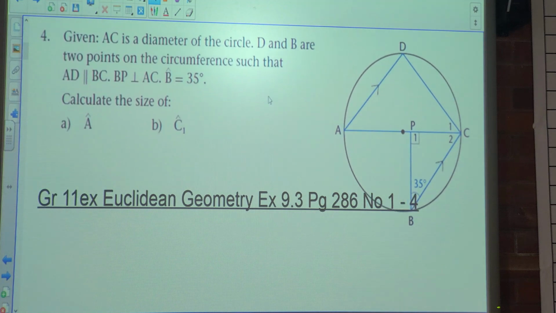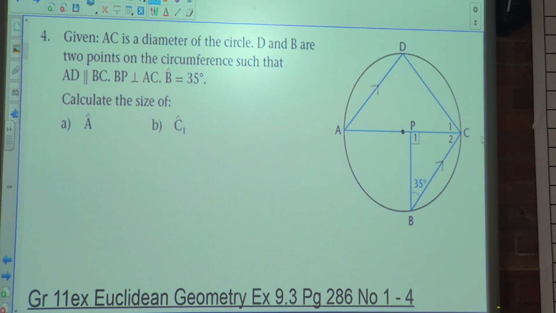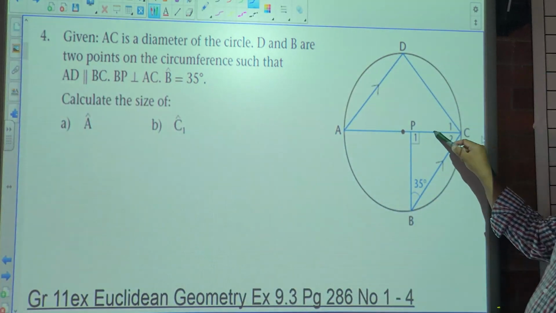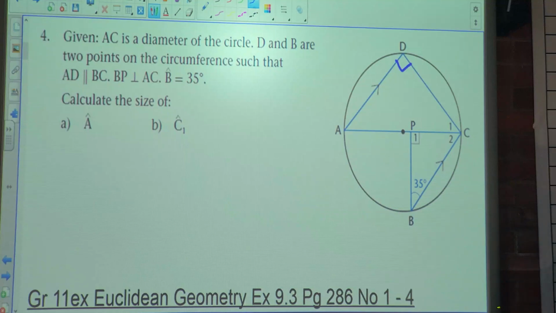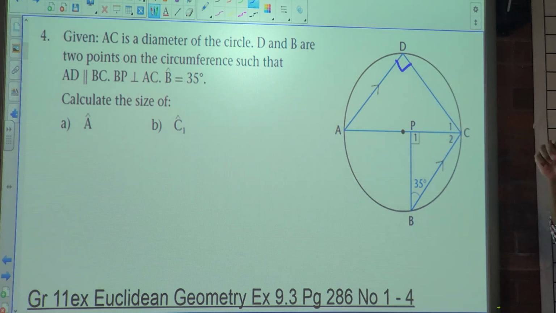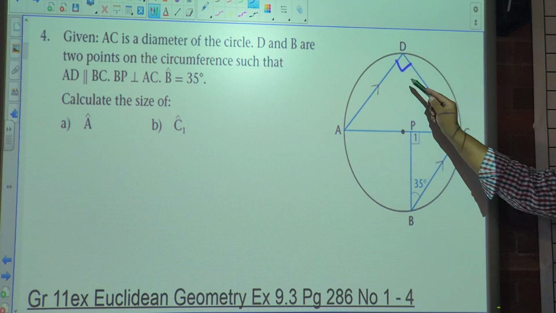Last one, number 4. So in number 4, we are given AC is the diameter. People, if AC is the diameter, what do we know? Big D is 90. Not so? Or capital D or uppercase, whatever. D and B are 2 points on the circumference of the circle, such that AD is parallel to BC.